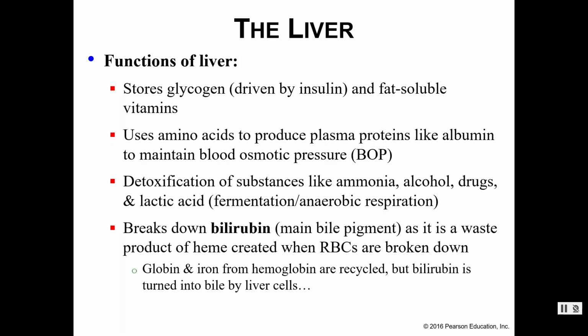Okay? In addition to the glycogen storage, which don't forget, glycogen's really just a bunch of glucoses that we have attached to each other to form big glycogen chains. We're also going to store fat-soluble vitamins here. We can take amino acids that have been absorbed from the digestive system. We can use them to produce plasma proteins like our favorite albumin. Okay? Don't forget that albumin is responsible for helping us maintain our blood osmotic pressure. Your liver helps with detoxification of certain substances, for example, ammonia, alcohol, drugs, and even lactic acid.